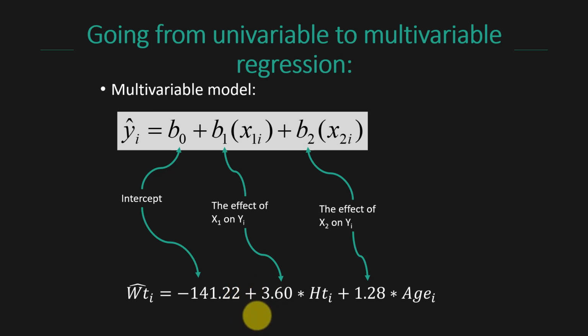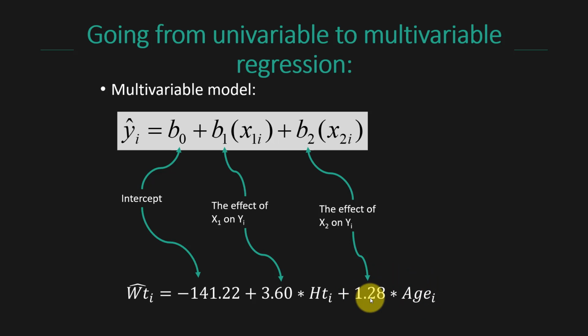But these slopes really are meaningful. We have a slope of 3.6 times height, so for every 1 inch taller you get, we estimate that you are 3.60 pounds heavier. And for every year older you are, we estimate that you're 1.28 pounds heavier. So for every inch taller, you get 3.6 pounds heavier; for every year older, you get 1.28 pounds heavier. This is what we would get if we ran these data through the regression program.